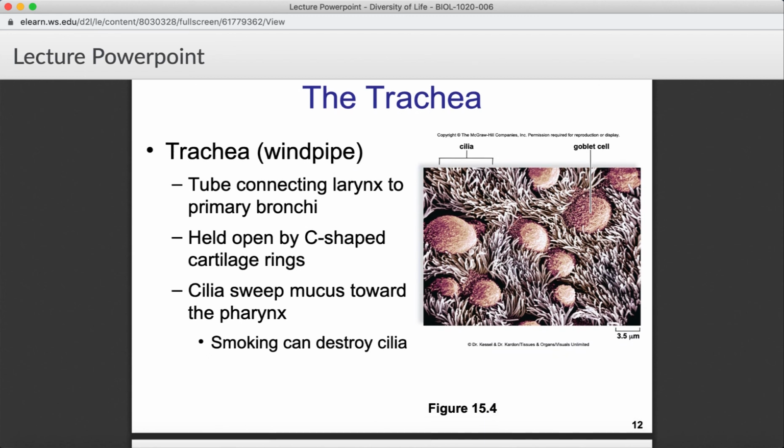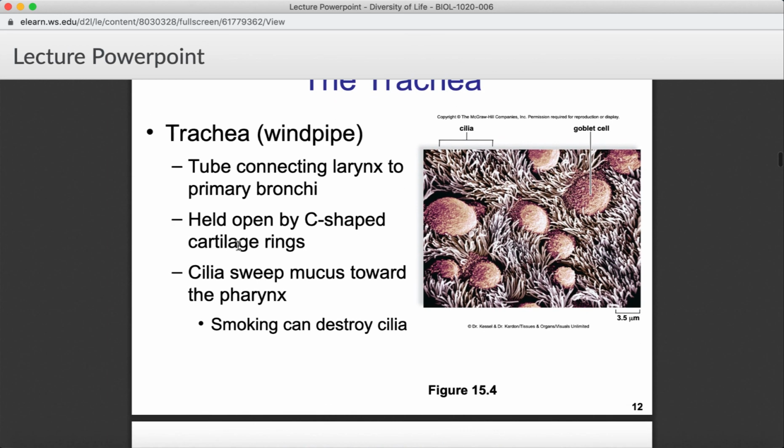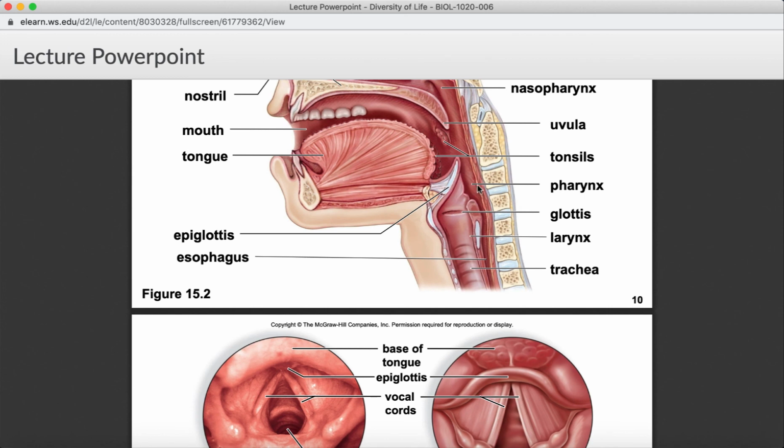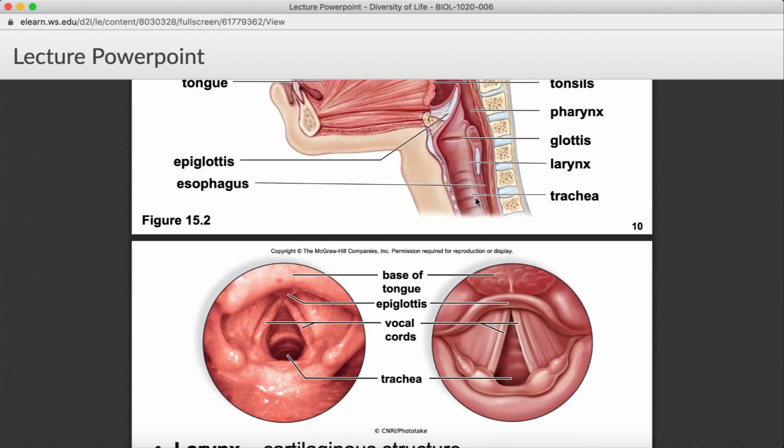The trachea, or your windpipe. Remember I was telling you before, you have all these cilia and goblet cells. Goblet cells produce mucus. The cilia sweep things out of the lungs towards the pharynx. When you smoke, these cilia are paralyzed or destroyed. And the trachea is held open by these C-shaped cartilaginous rings. You can kind of see them here. When you swallow, the opening of the C is towards the back, towards the esophagus. So a bolus of food actually pushes into the esophagus from the trachea as you swallow.